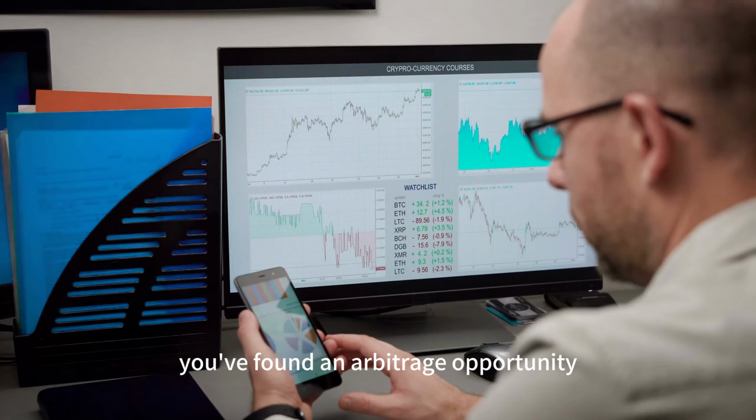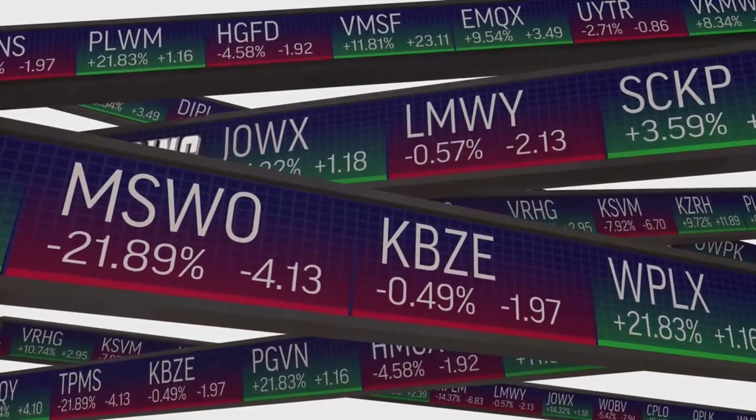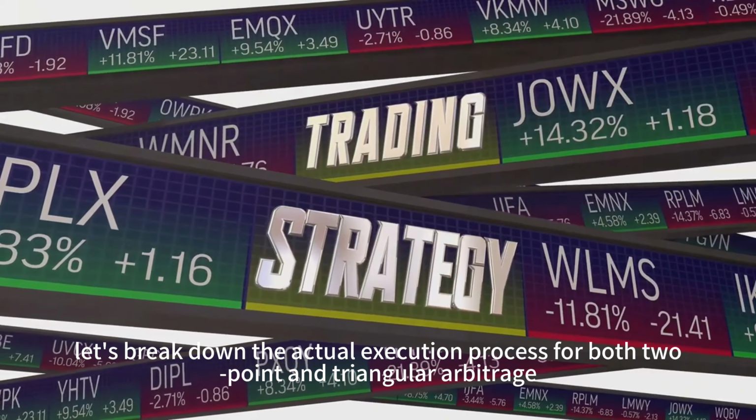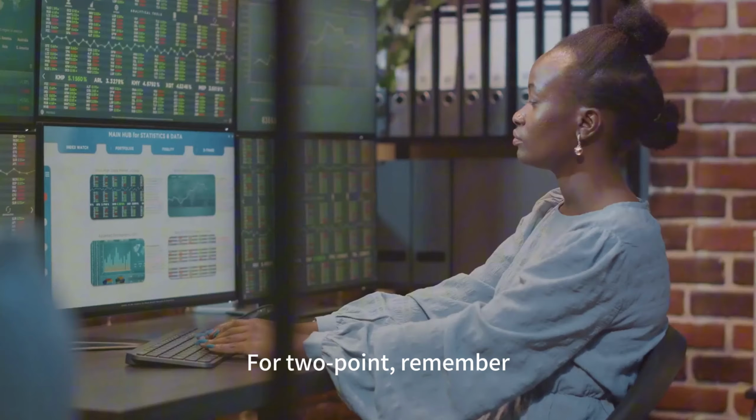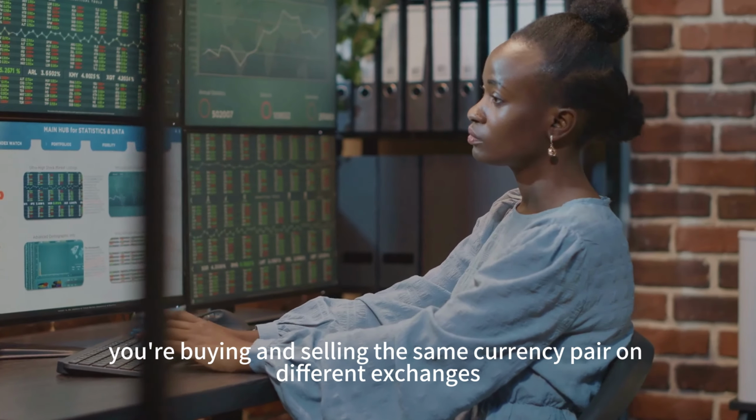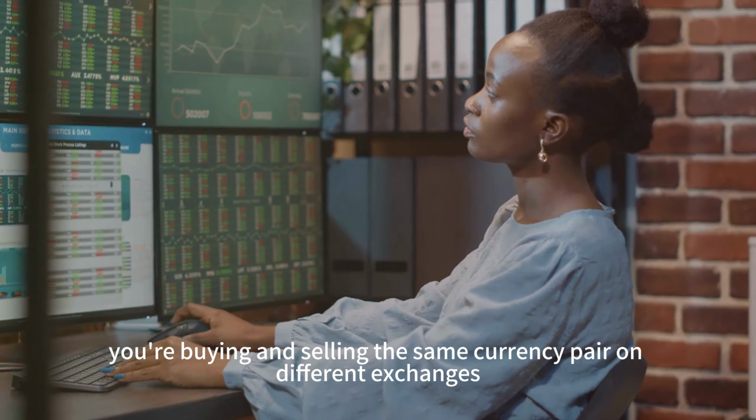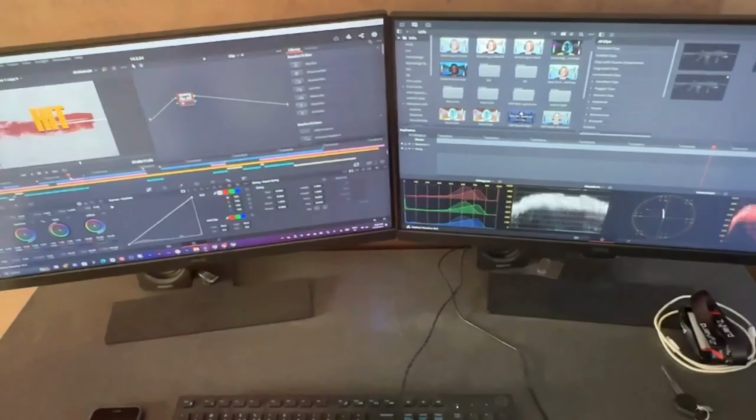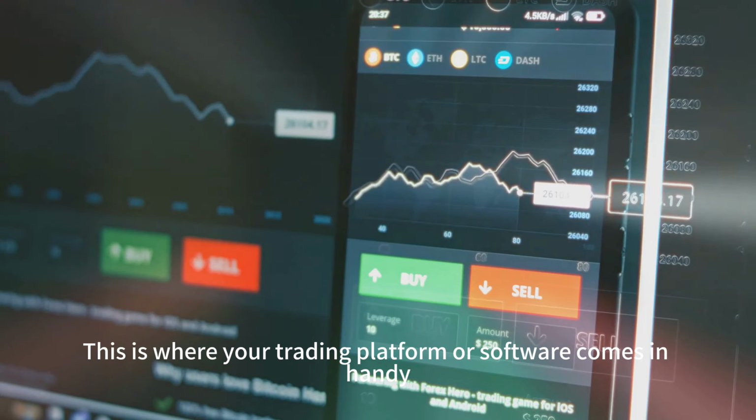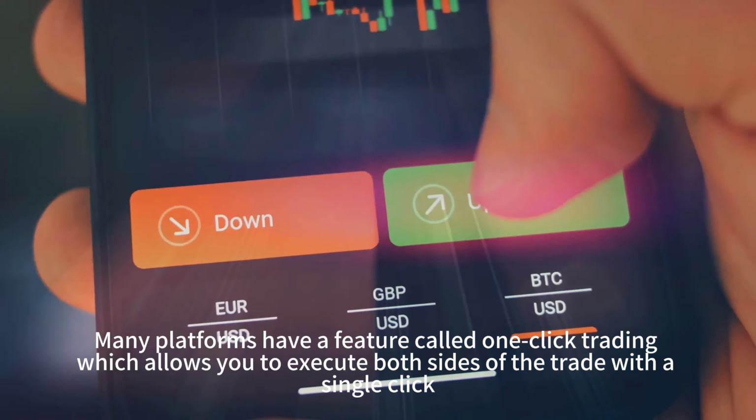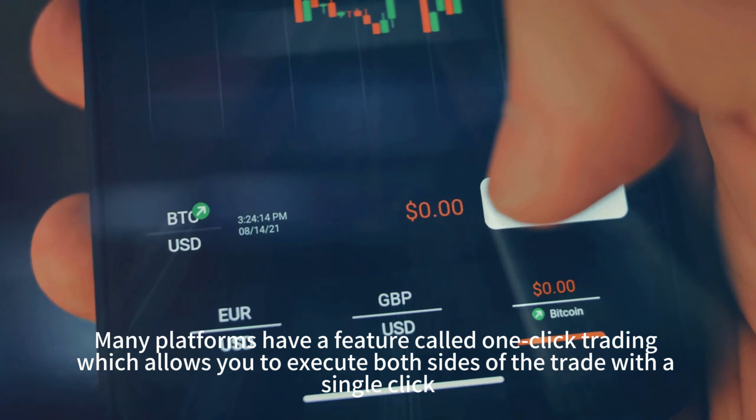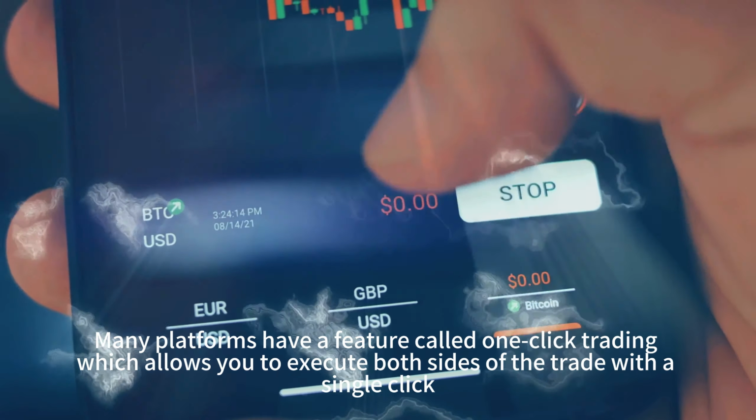All right, you found an arbitrage opportunity. Now what? Let's break down the actual execution process for both two-point and triangular arbitrage. For two-point, remember, you're buying and selling the same currency pair on different exchanges. You need to place your orders simultaneously to lock in that price difference. This is where your trading platform or software comes in handy. Many platforms have a feature called one-click trading, which allows you to execute both sides of the trade with a single click.